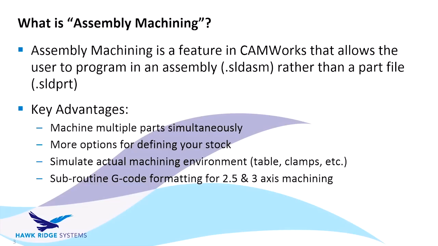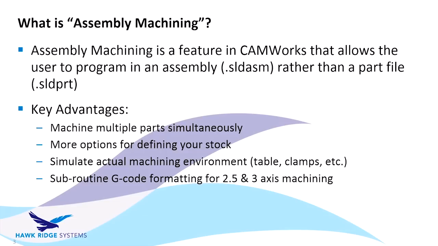Some key advantages are that in assembly machining, you can machine multiple parts or multiple setups of the same part simultaneously, thus saving machine runtime. Also, it gives you more options for defining your stock, such as sharing a common piece of stock between multiple parts. It also allows you to simulate the actual machining environment, so you can model up your table, your clamps, your vices, and that way you can actually run a toolpath simulation and check to make sure that you're not having any collisions. And this is a very critical step in 4- and 5-axis simultaneous machining.